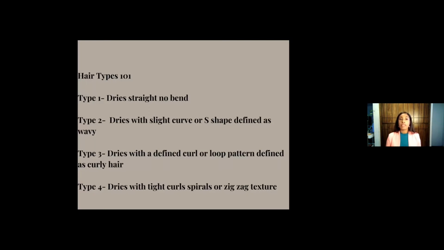Type 1, the hair dries straight with no bend. Type 2, it dries with a slight wave or an S shape, defined as wavy. So this hair, you will notice once it dries, it'll be like a loose pattern. There won't be any straight hair left. Hair type 3, this hair dries as a defined curl or a loop pattern, and this hair is often categorized as curly hair. Hair type number 4, this hair type dries as tight curls, spirals, or a zigzag texture.